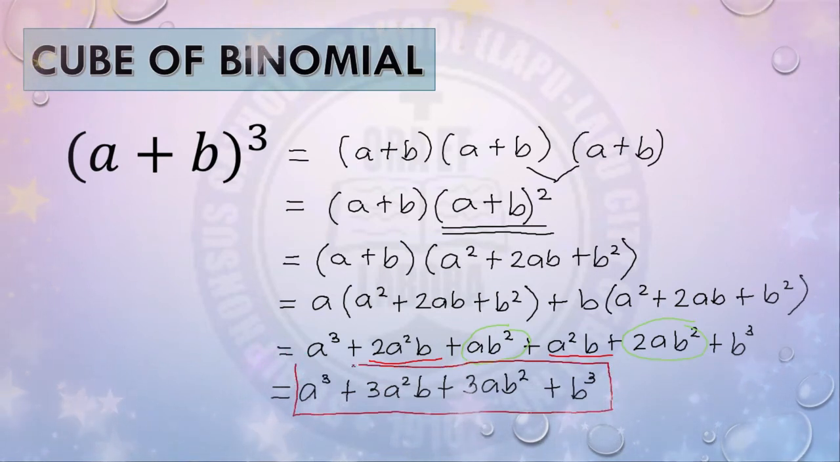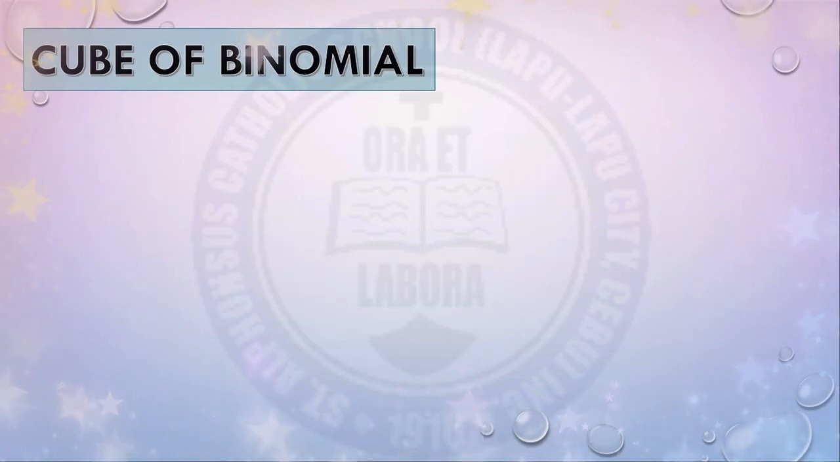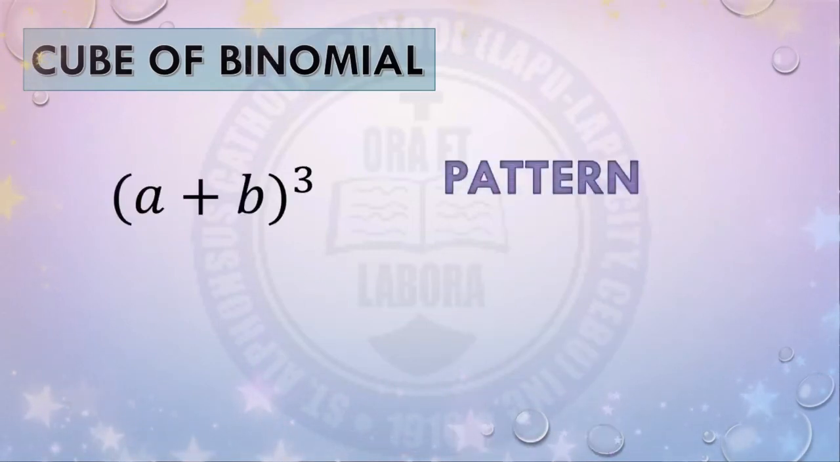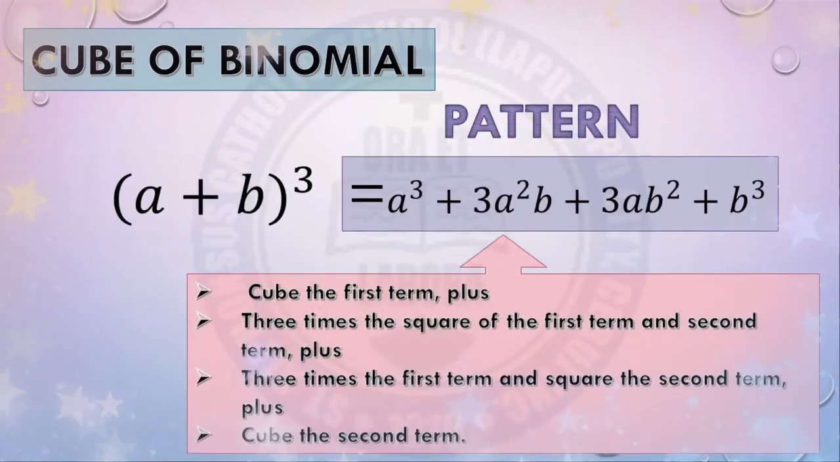And always box your final answer. So that's how we get the pattern for cube of a binomial. So cubing a binomial has this pattern. In words, cube the first term plus 3 times the square of the first term and the second term plus 3 times the first term and square the second term plus cube the second term.